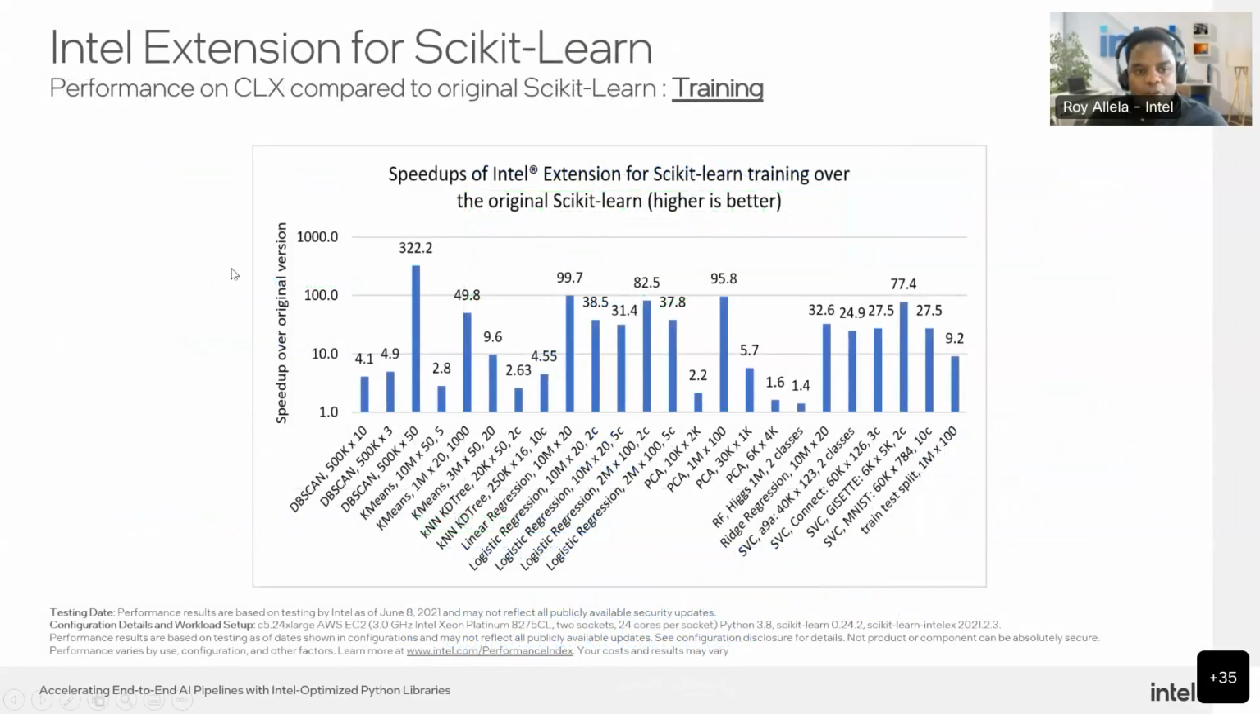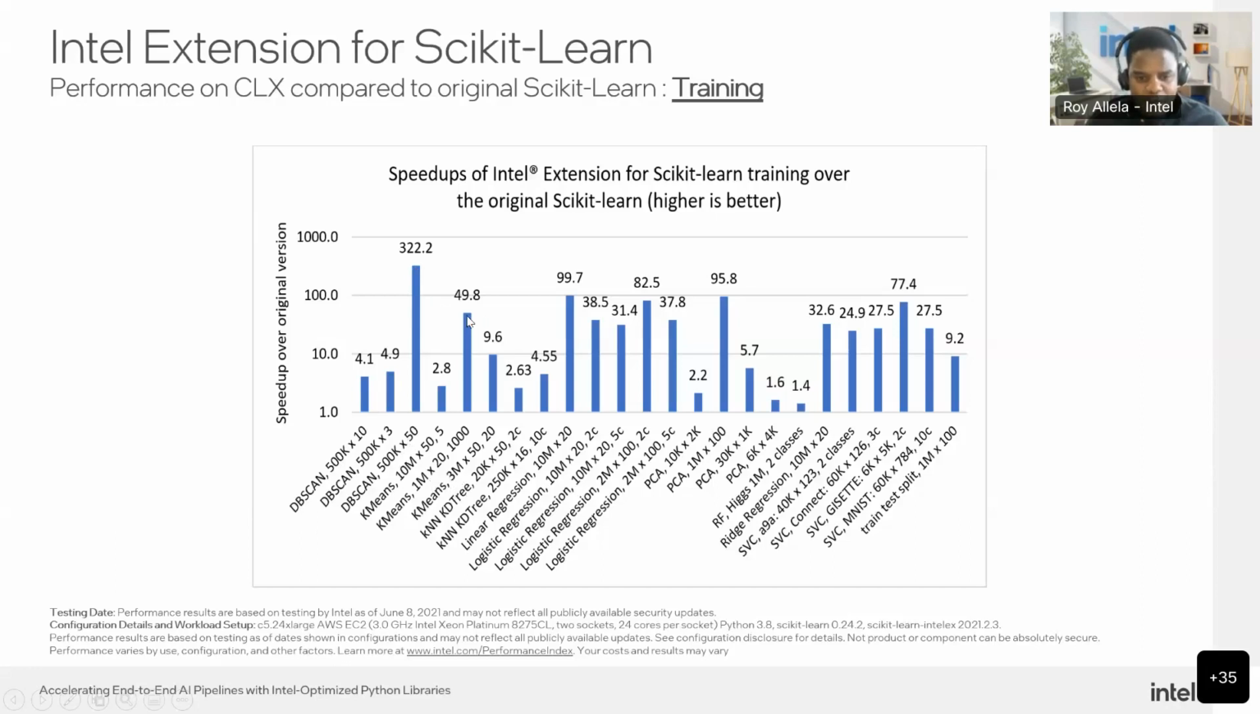So let's look at performance comparison. How does it compare to using the Intel extension for scikit-learn versus using the stock or original version of scikit-learn? So here, this is for training, where we compare this on a Cascade Lake machine. And for a DBSCAN algorithm for this dataset size and shape, we see about a 4.1x speedup. As the number of columns increases, we see an even more significant speedup, about a 322x speedup compared to the original version of scikit-learn. And this is the same story across the board.